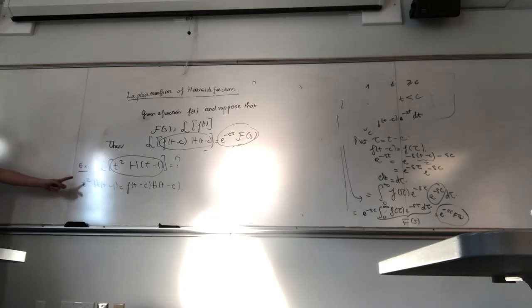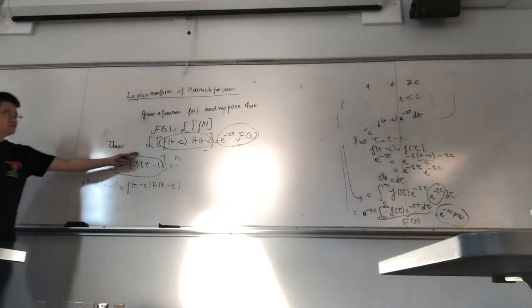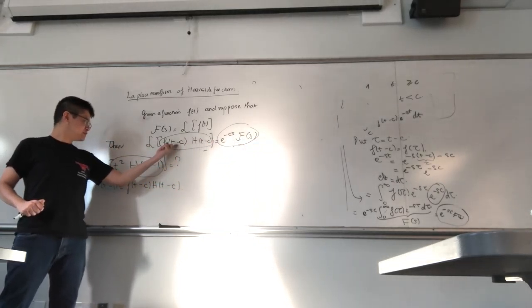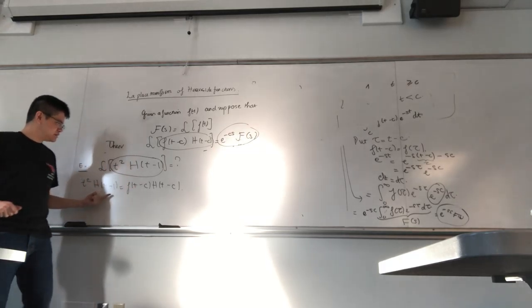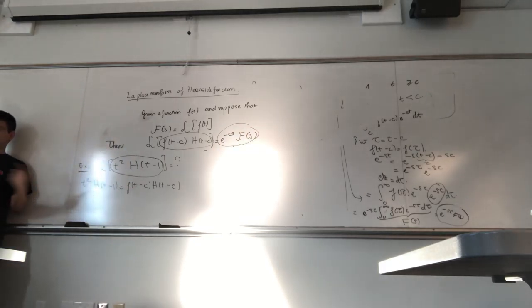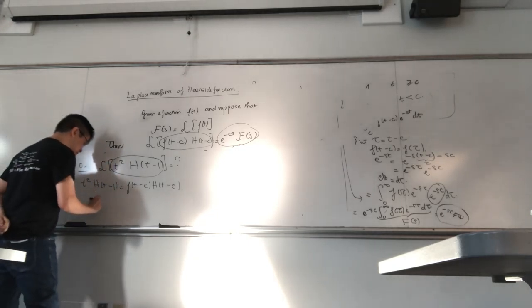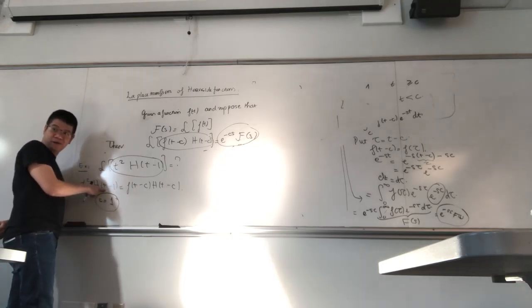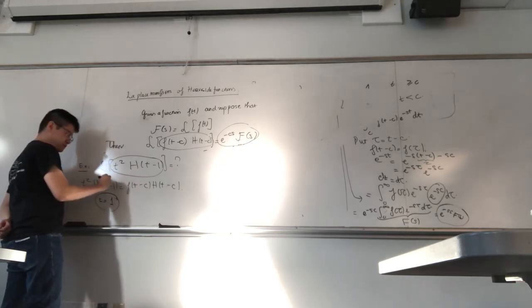I have to compute the Laplace transform of this function, right? And I want to use this formula, which means that I have to identify this guy and this guy, right? So what is the value of c? Yes? One. So in this case, c has to be 1, because you see t minus 1 and t minus c, all right?